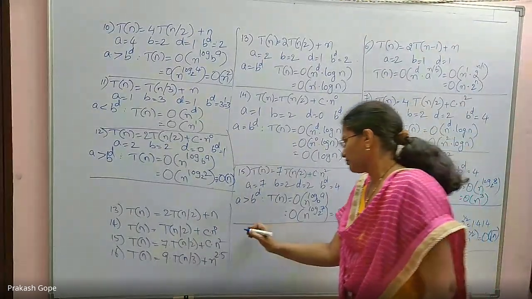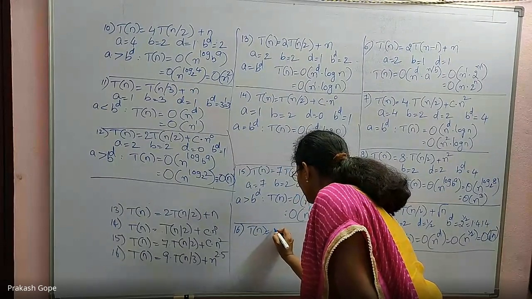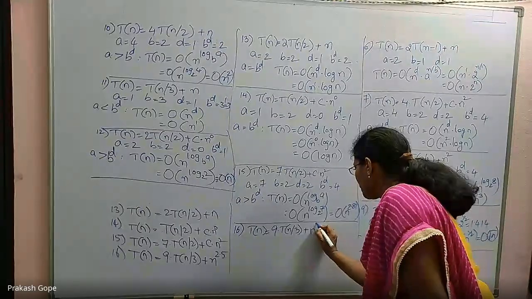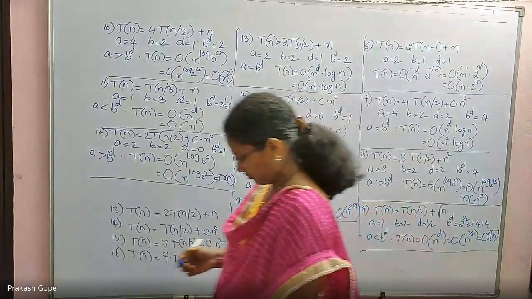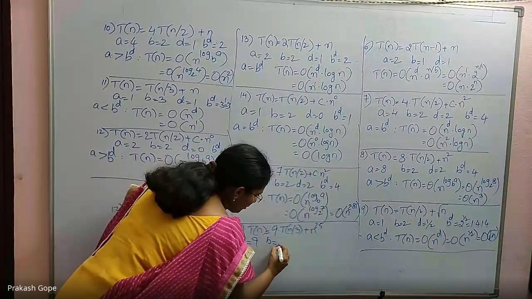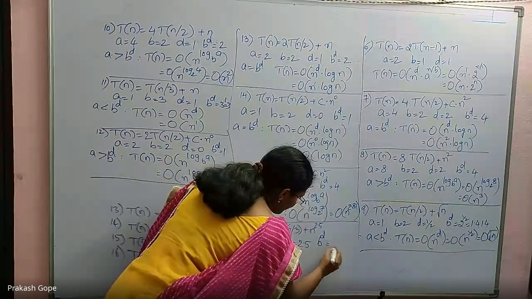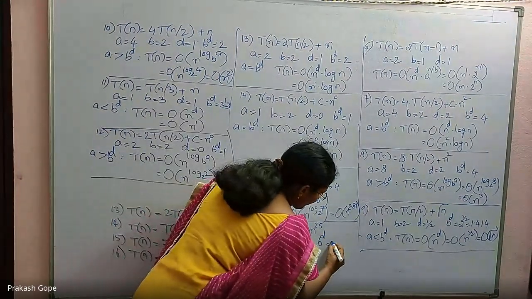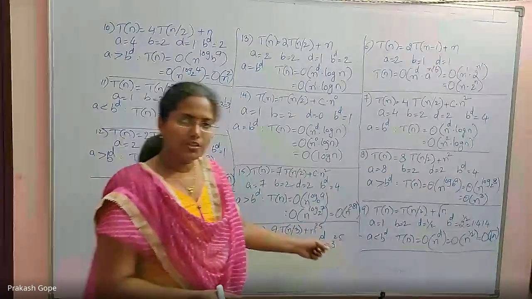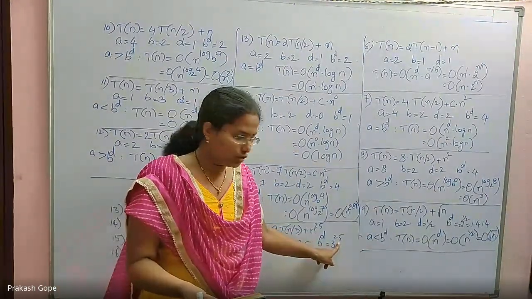Sixteenth question. T of n is equal to 9 into T of n by 3 plus n power 2.5. So A is equal to 9, B is equal to 3, D is equal to 2.5. What is B power D? Which means 3 power 2.5. See, 3 square itself is 9. Power is more than 2, right?